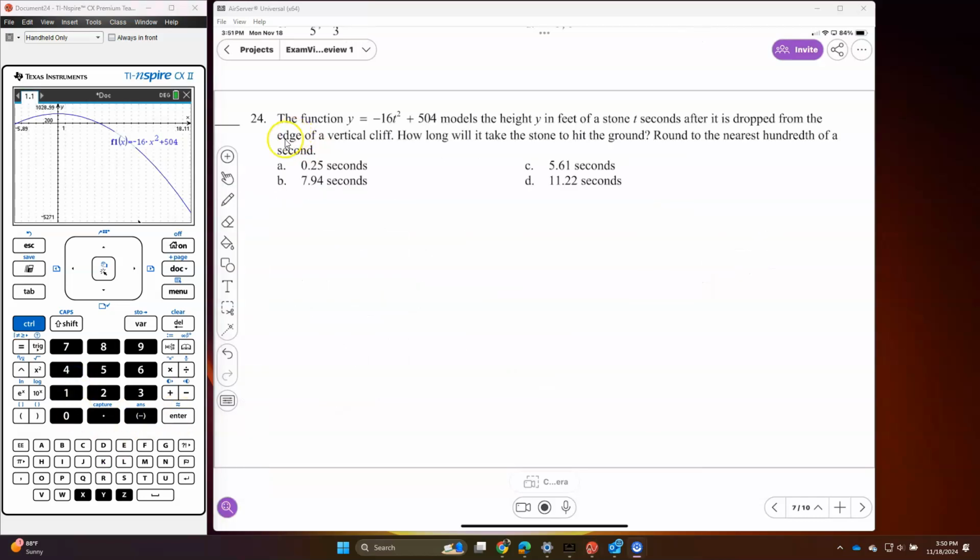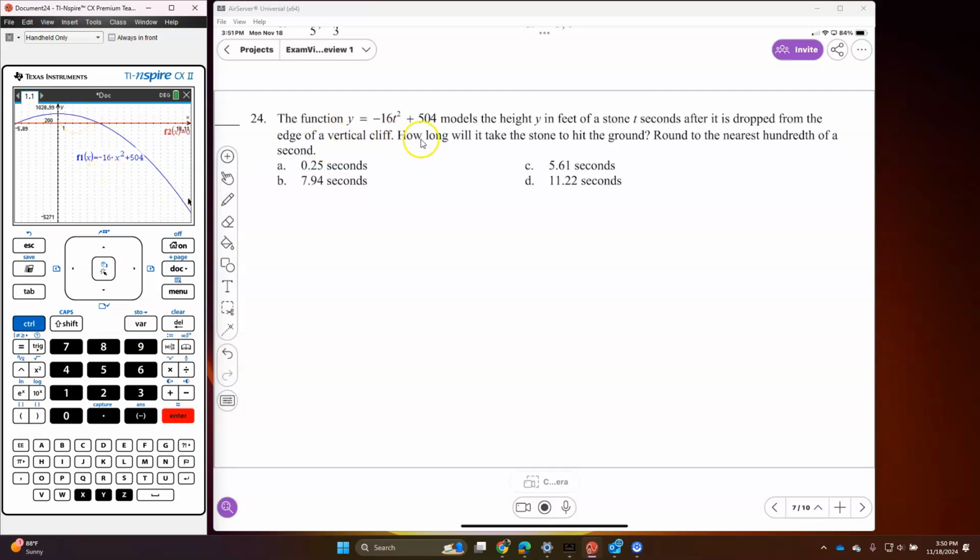So that's true. The function y equals negative 16t squared plus 504 models the height of the stone in t seconds after it's dropped from a vertical cliff. How long will it take for the stone to hit the ground? So I went ahead and I put this equation into the equation editor, and I put zoom fit so it can fit. So we notice that it starts at 504 feet, and it takes so many seconds to reach the ground. And you might be asking, when does it reach the ground? Well, the ground will be 0, won't it?